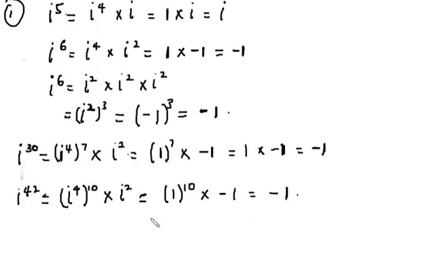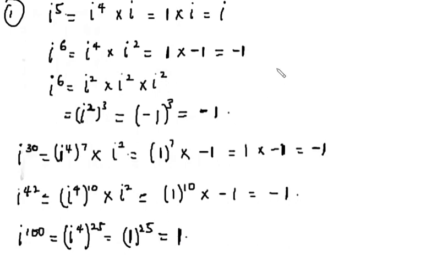Okay, so let's quickly take another example. Say we have i to the power of 100. We know that i to the power of 100 can be broken down into i to the power of 4, 25 times, since 4 times 25 is 100. i to the power of 4 is equal to 1, and 1 to the power of 25 is equal to 1.